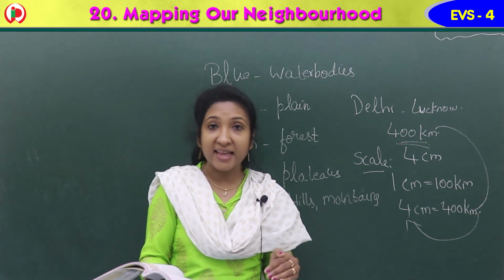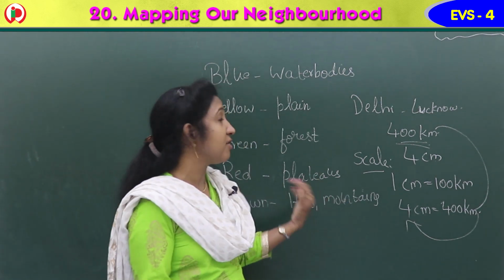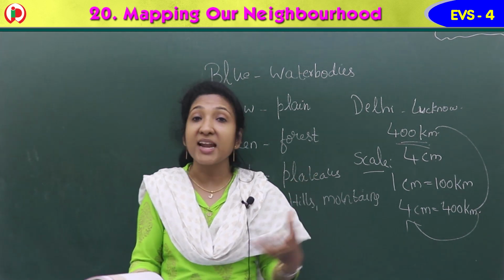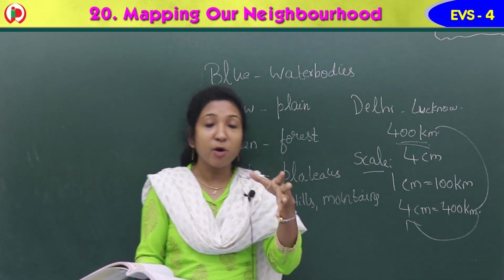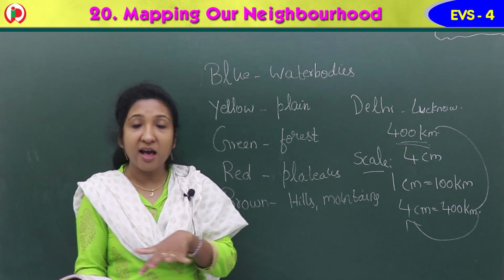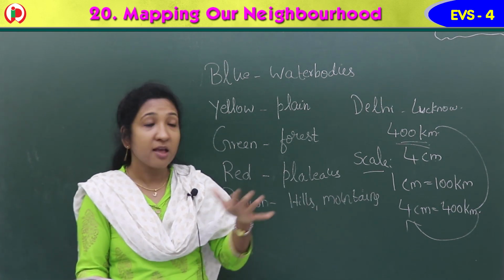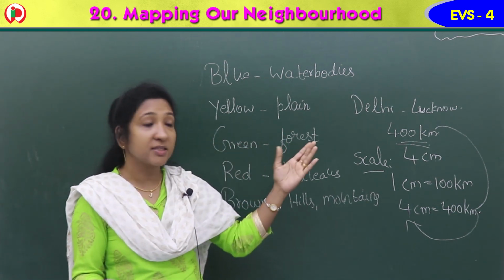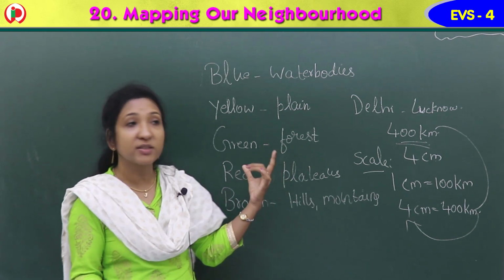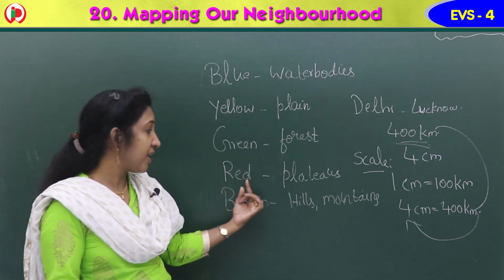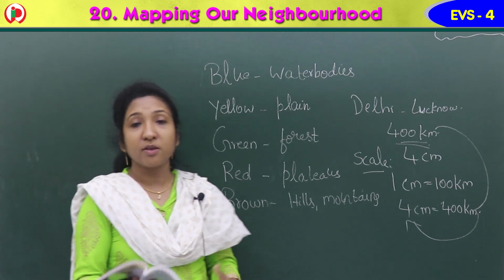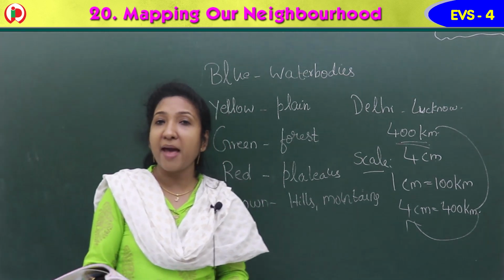Then not only the signs and symbols, we use different colors also. Various color schemes. Generally on a map, they use different color schemes, especially for water bodies, rivers, oceans, lakes, they use blue color. For a plain area, the area where we live, the earth's surface, they use yellow color. For forest they use green color. Vegetation, grassland, they use green color. For plateaus, they use red color. And brown color is for hills, mountains and deserts. So this kind of colors they use in the map.